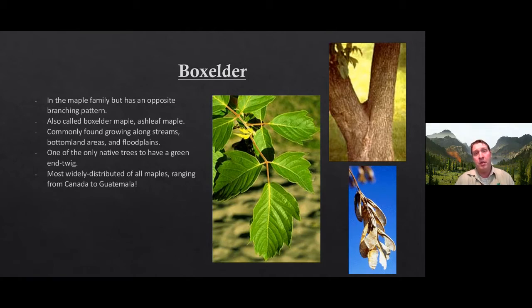This is one of the only trees in Ohio that has a green end twig. So if you're in a low-lying area along a stream in the wintertime and you see a tree, but you're not really sure what it is, it has an opposite branching pattern, and you look at the end twig and see that it's green, that's one of the main identifying characteristics in the wintertime of a boxelder tree. So always keep that in mind. Also, this is the most widely distributed of all maples, ranging from Canada to Guatemala. That is a pretty sizable range for a tree.